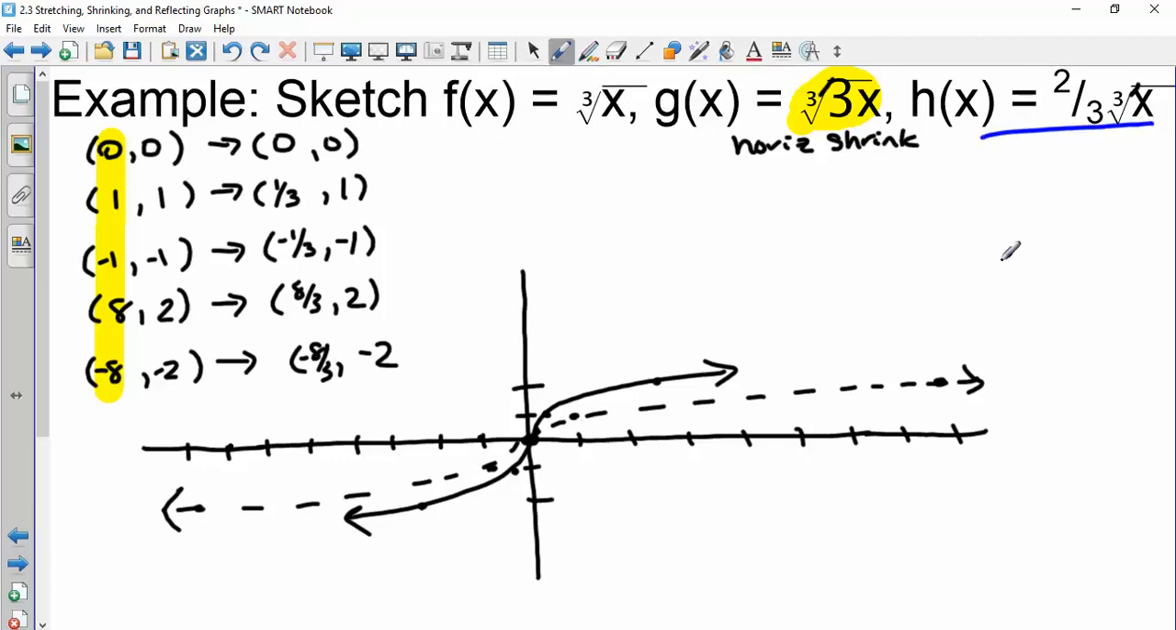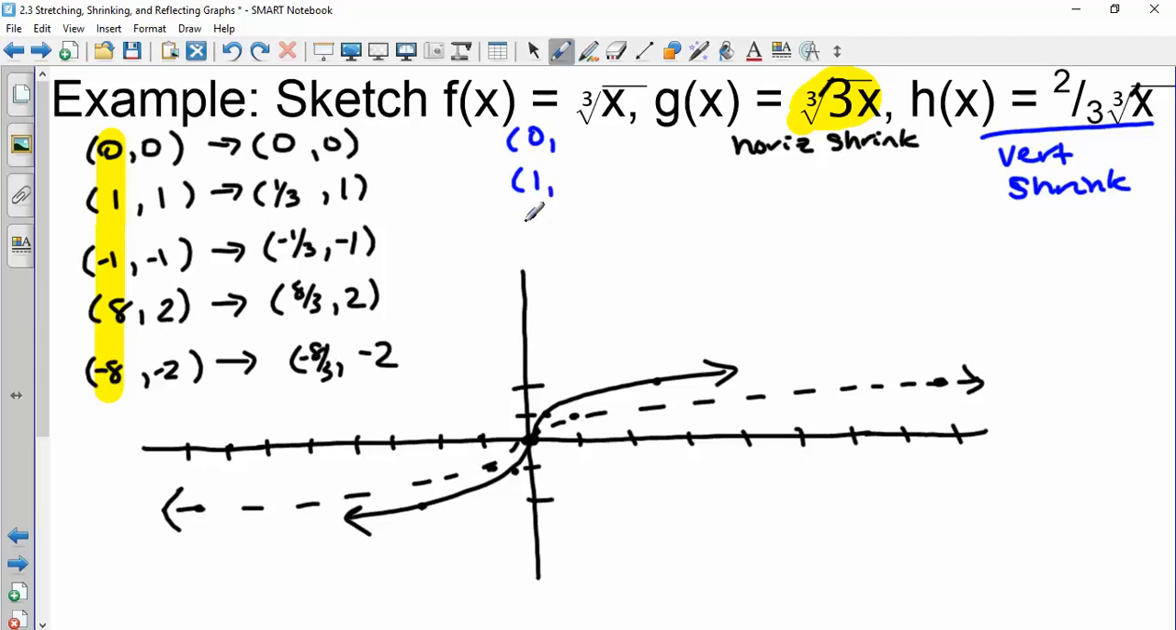If I asked you to do this one, h of x equals 2/3 times the cube root of x, is that going to change my x or my y? Y. It's on the outside, so it's vertical. Outside does what we think, so will it stretch or shrink? Shrink. It's smaller than 1, so it will shrink.